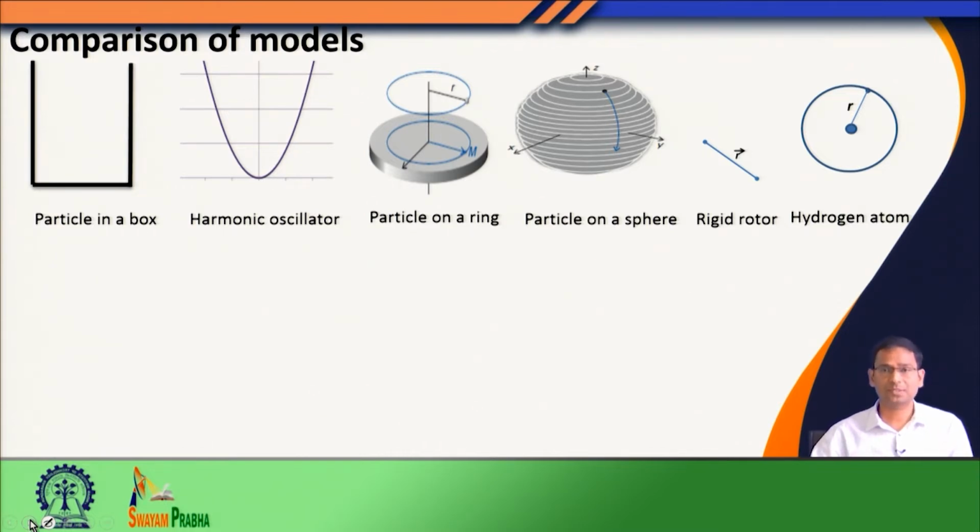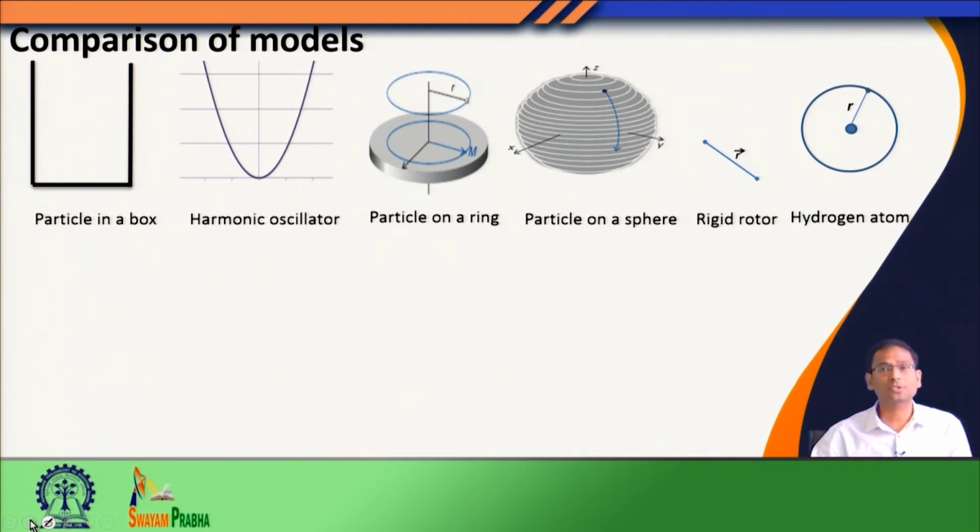The next three problems are in a way related to each other. They are particle on a ring, particle on a sphere, and rigid rotor. These three systems are related to each other because all of them show a rotational movement of a particle. For example, particle on a ring shows rotation on a plane, on a ring. Particle on a sphere shows rotational motion on the surface of a sphere, and rigid rotor shows rotational motion around a bond. Now, these three problems we could solve by invoking the spherical coordinate system, and in particular we discussed the angular momentum operator to discuss the solution of these problems.